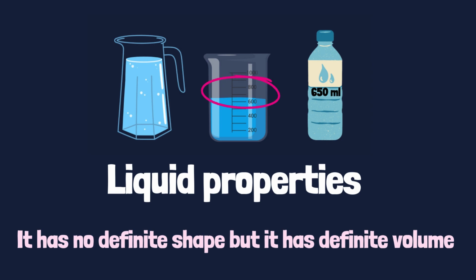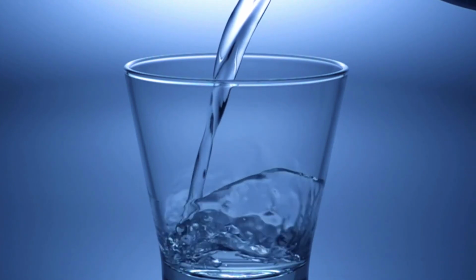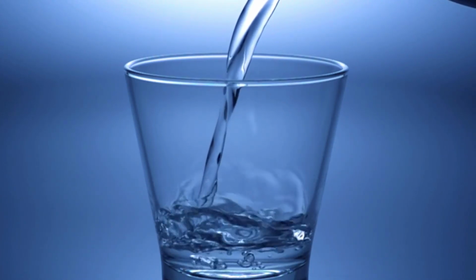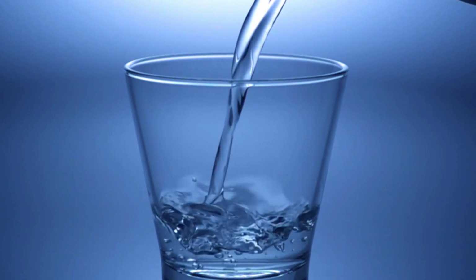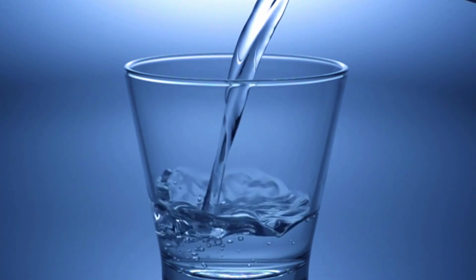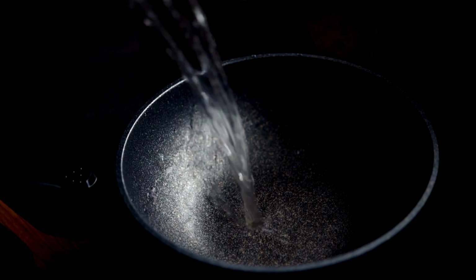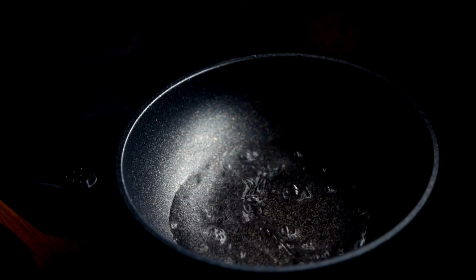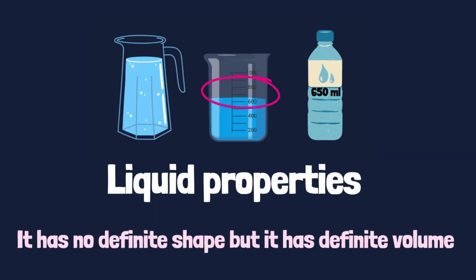It takes the shape of any container. If we put the water in a cup, it will take the shape of the cup. If we pour this water in a pan, it would take the shape of the pan. So here we can say it has no definite shape, but it has definite volume.